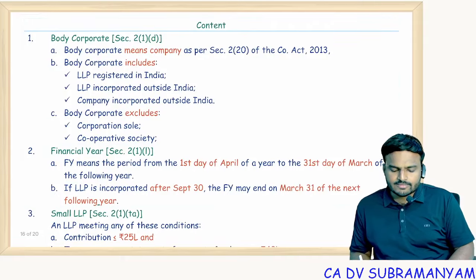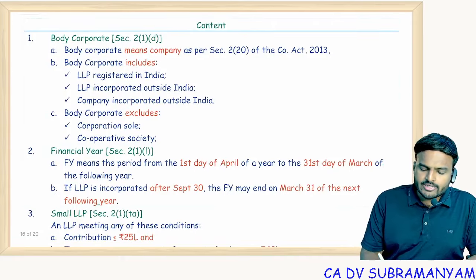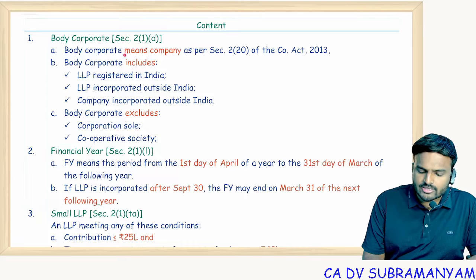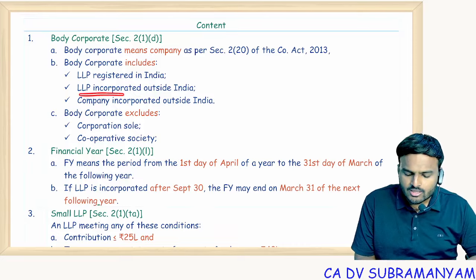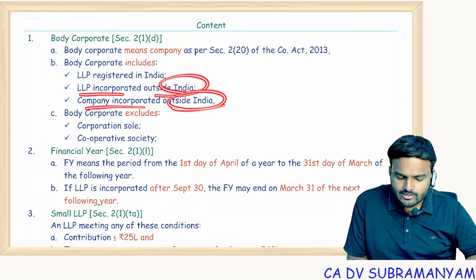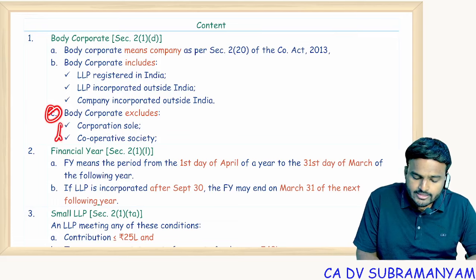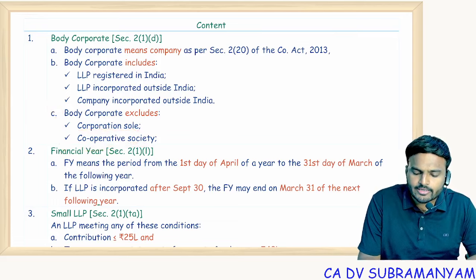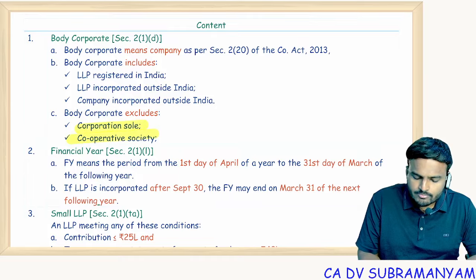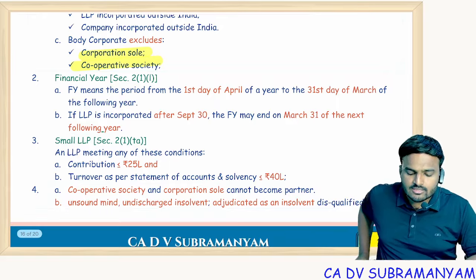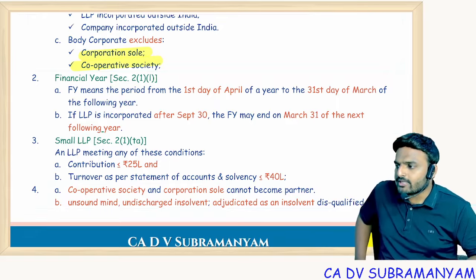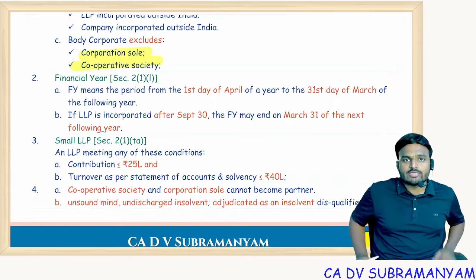Next, LLP. LLP body corporate definition is different, so just give one time reading. Body corporate means company, includes LLP incorporated in India, outside India, company incorporated outside India, but body corporate excludes corporation sole and cooperative society. Corporation sole and cooperative societies are excluded.